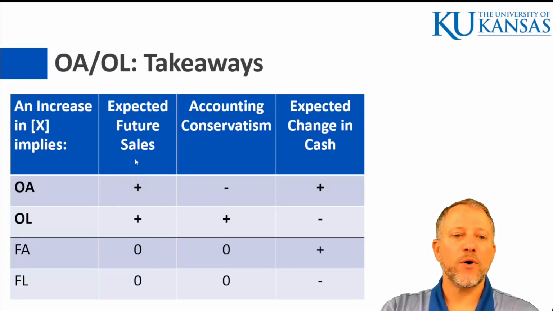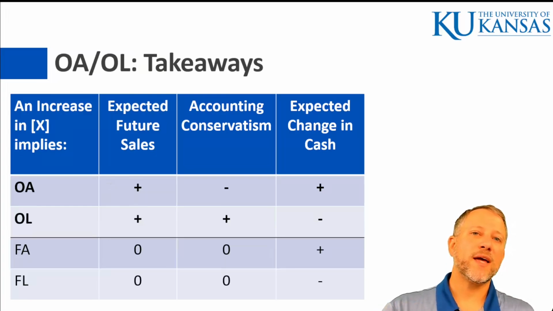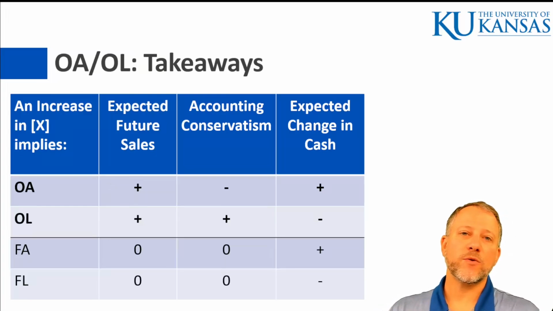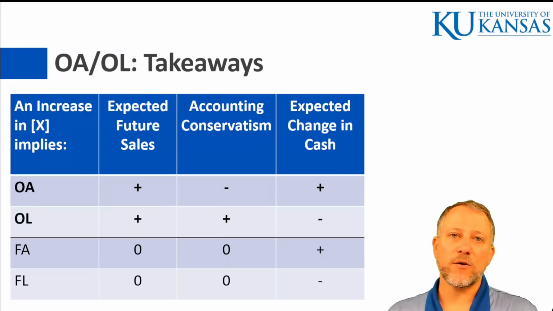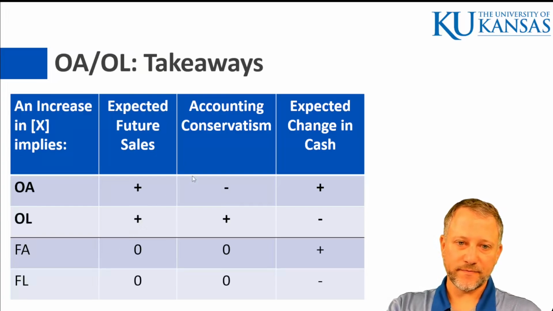We see that both operating assets and operating liabilities signal increases in expected future sales. So the same way that a ramp up in inventory is a signal that there's going to be growth in future sales, a ramp up in accounts payable or deferred revenue also signals an increase in future sales.